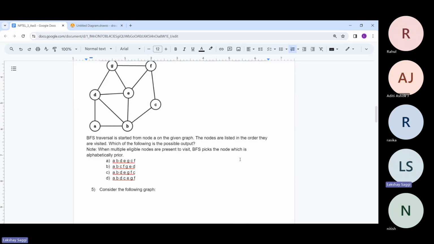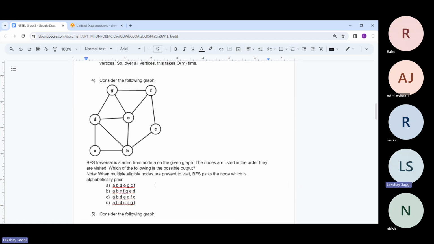So after this, I guess we can come to the fourth question. The fourth question asks us that we consider the following graph which is given to us. Now BFS traversal is started from node A on the following graph. So from this node A, we start a BFS and the nodes are listed in the order they are visited, and which of the following is a possible output.